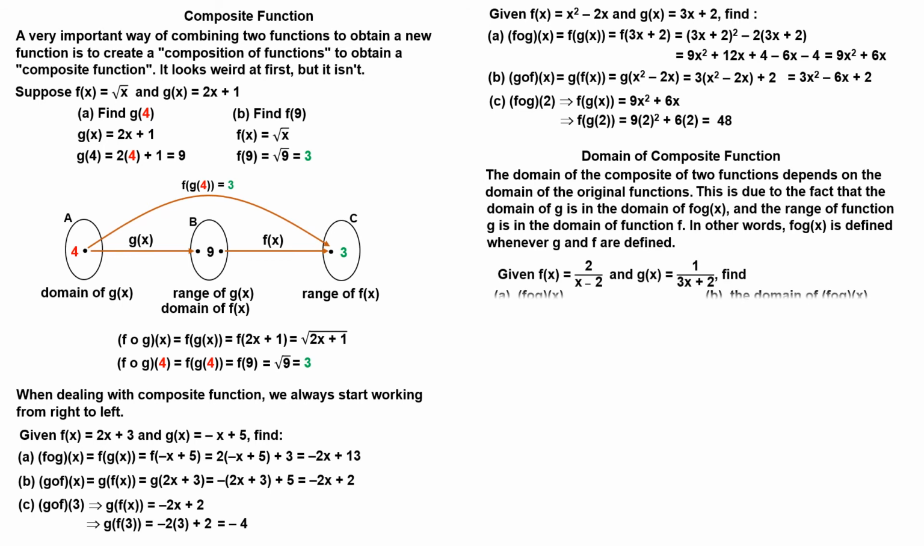Given f of x and g of x, find f composed with g. Start by rewriting the notation to be more intuitive. Replace g of x with its expression in the composition and look at the function f. Whenever we see x, we replace x with 1 over 3x plus 2 and perform any needed simplifications.